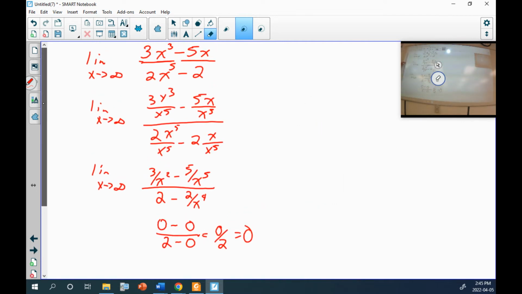This one here, the largest degree is x to the 5th. What do we end up with? We have a horizontal asymptote at y is equal to 0. So this limit is 0, and we have a horizontal asymptote at 0. Think back to math 30. We have a lower degree over a higher degree. Where was our horizontal asymptote all the time in that case? Y is equal to 0.